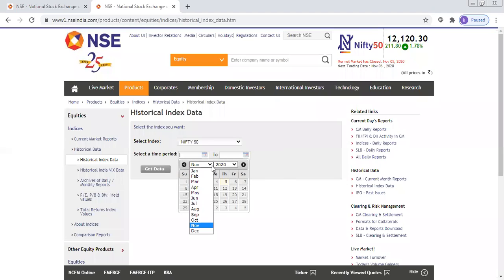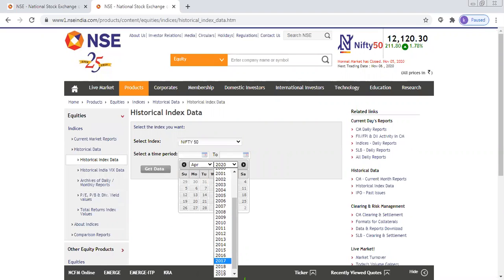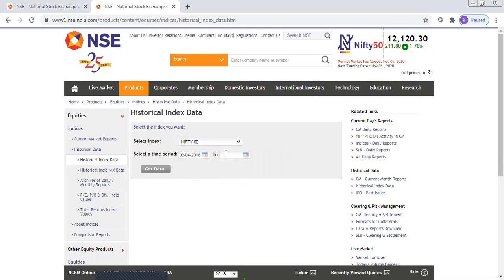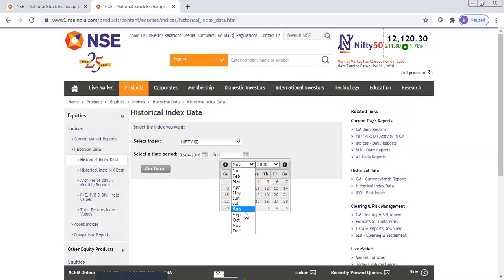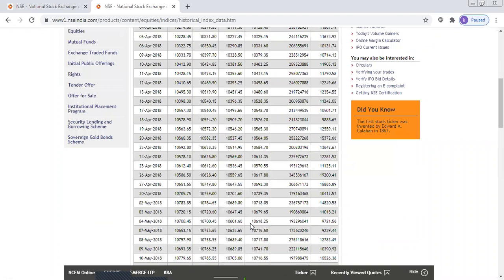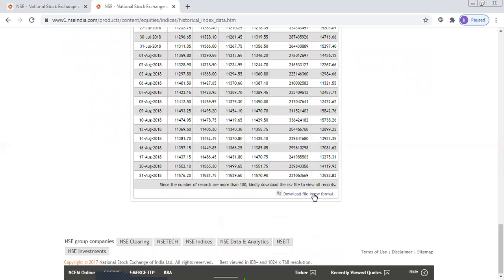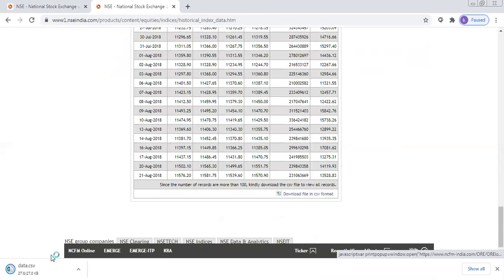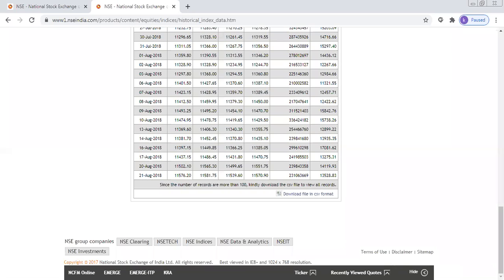Select the time frame. We want it from April 2018 to 31st March 2019. Same, you have to get only 1 year data here. So up to 29th March 2019, and you say get data. Again, a sheet pops up. Go down. There is a file called download CSV. Click on download CSV. So this is your indices data. Open, high, low, close, everything is available here.